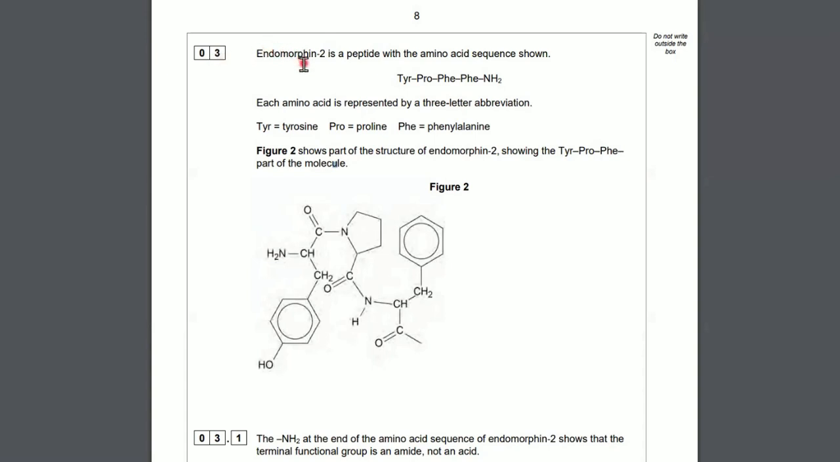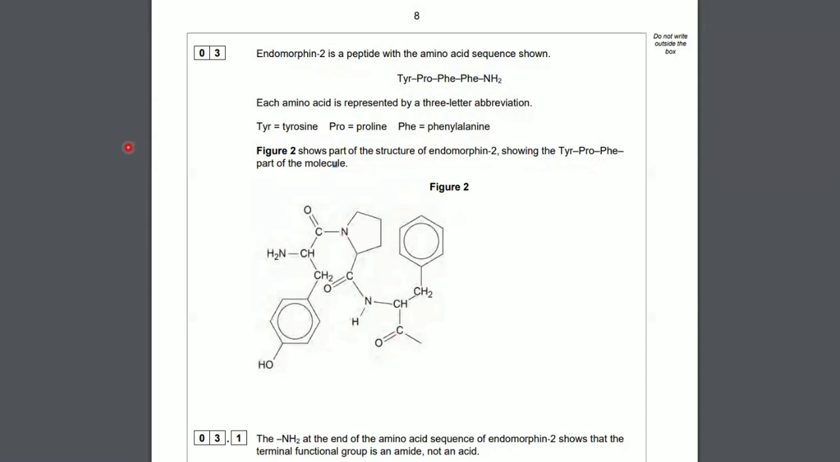Question three. Endomorphin 2 is a peptide with the amino acid sequence shown: TYR, PRO, PHE, PHE, NH2. Each amino acid is represented by a three-letter abbreviation. TYR is tyrosine, PRO is proline, PHE is phenylalanine. Figure 2 shows part of the structure of endomorphin 2, showing the TYR, PRO, PHE part of the molecule.